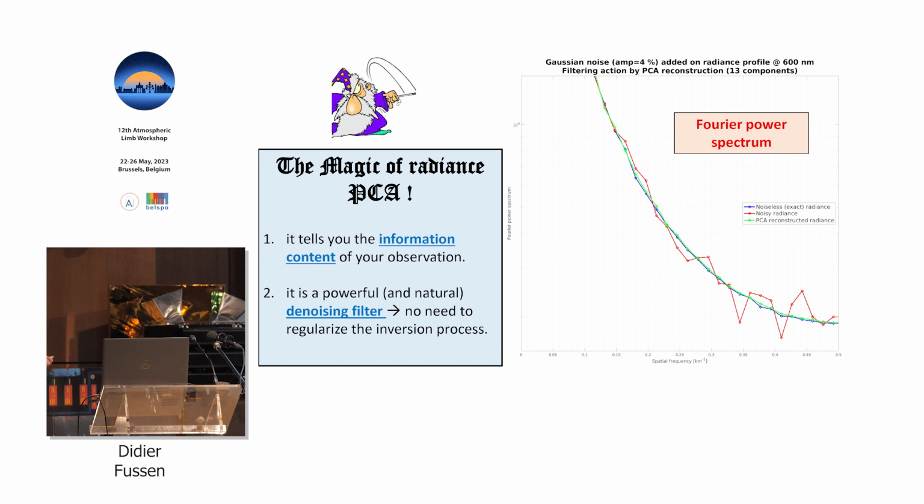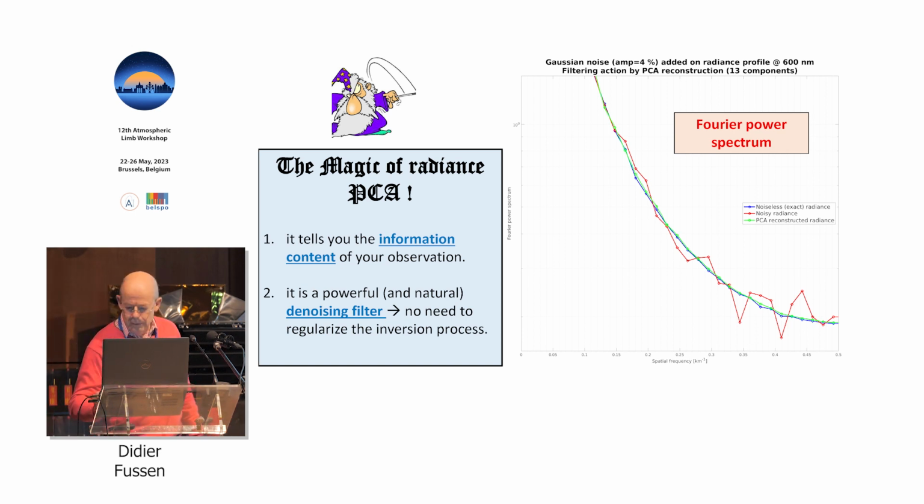It is also a bonus that at the input we use a description in terms of principal component analysis of the radiance. In other words, for instance, if you make a Fourier analysis of the signal of the radiance profile contaminated by 4% of Gaussian noise, you have the red curve. And when you reconstruct this radiance profile with 13 components, you get the green curve, which is actually a strong filtering of the noise, and a quite natural filtering because it is using the PCR.